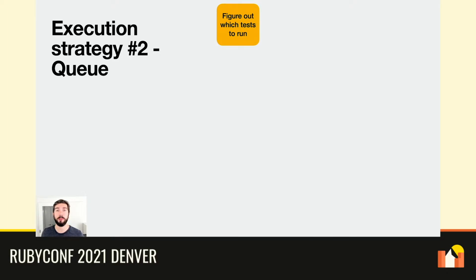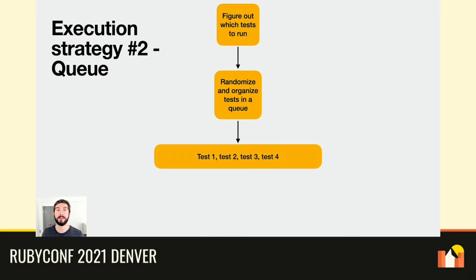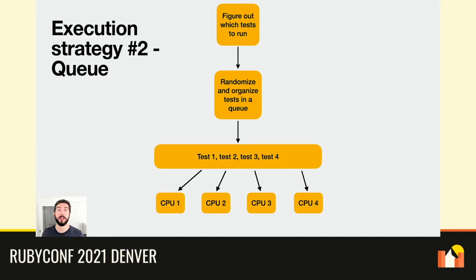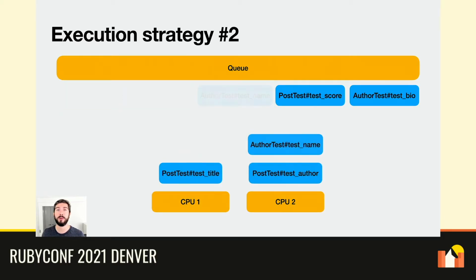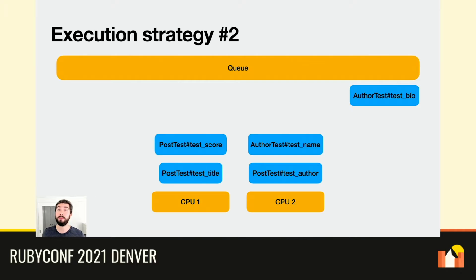So we begin just the same. We figure out the tests that we want to run. We then organize them into a queue of all of the examples, so a list of all of the tests we need to run. And then the workers can pop items from this queue as soon as they're ready to do more work. In the case of mini-tests, it would look something like this. We would have a queue where each one of the items are test examples, which are test methods, and then the workers can pop items from this queue as soon as they're ready to run more tests, avoiding being idle until the very end of the suite.